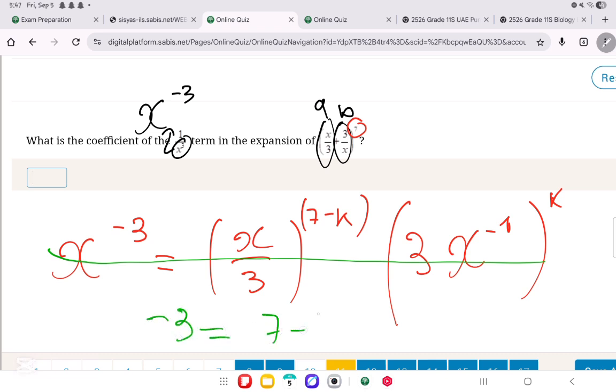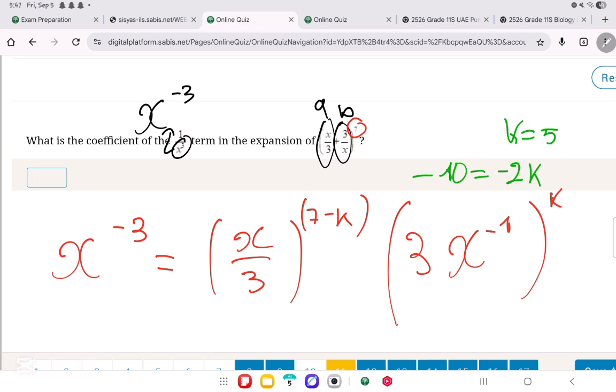It's minus 3 is equal to 7 minus k, then minus 1 times k is minus k. So move this to the other side. Minus 10 is equal to minus 2k. k is then equal to 5. Perfect. Now we have the value of k. You'll erase this for more space.